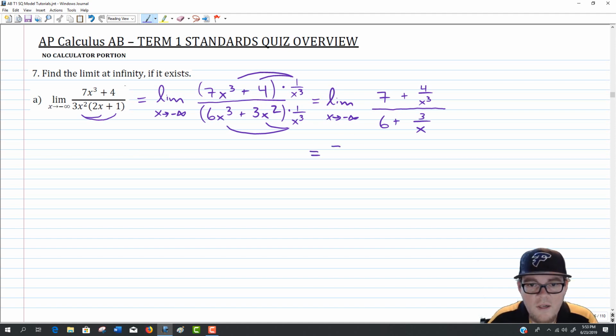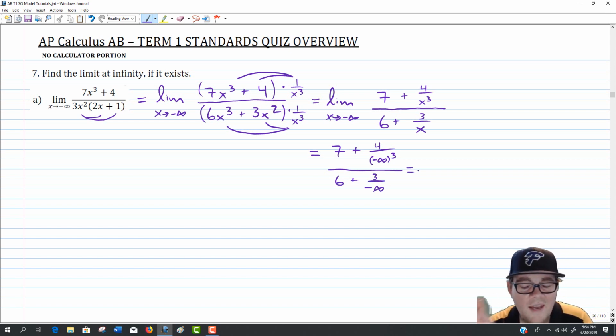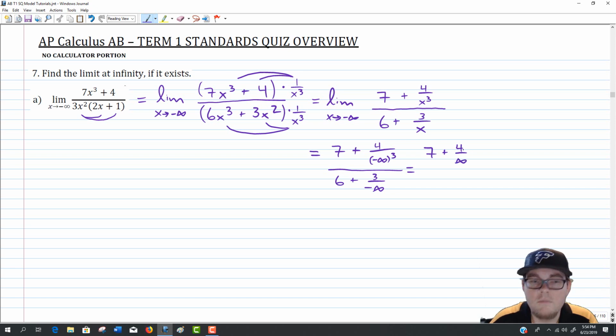So if we plug in negative infinity, we'll have 7 plus 4 over negative infinity cubed divided by 6 plus 3 over negative infinity. Now, I know that sign's going to stand out to you a lot, and that negative might be bugging you, but keep in mind, negative infinity cubed is negative infinity, and negative infinity is negative infinity. So in a sense, both of these two limits end up being 7 plus 4 over infinity. In fact, if you want to, just so we take care of that sign a little bit better, I'll write it this way: 7 minus 4 over infinity, and the denominator becomes 6 minus 3 over infinity.